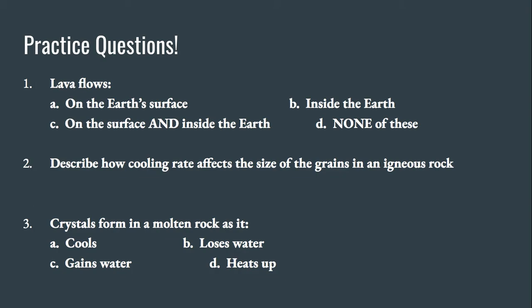Number 1, lava flows. Where does it flow? It flows on the Earth's surface. A. Cooling rate affects the size of the grains of the igneous rock. So you could have put a lot of different things for this. You could have put direct relationship. As one goes up, so does the other. Longer cooling time equals bigger crystals. All that's cool. And lastly, crystals form in molten rock as it cools down. So A, your own words, A.